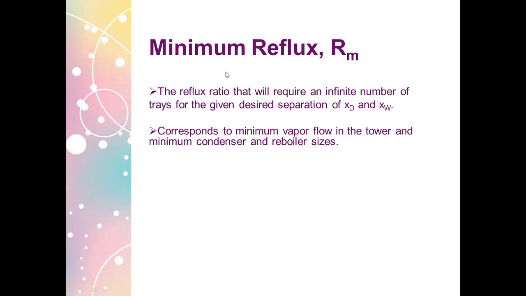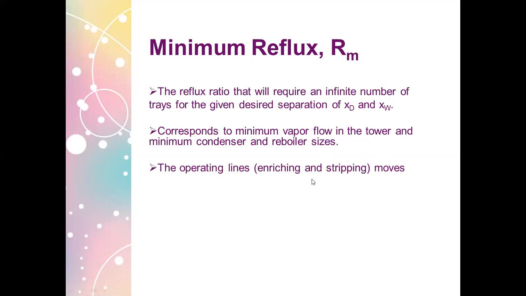So in this condition of minimum reflux, we have the minimum vapor flow in the tower and the minimum condenser and reboiler sizes. So the exact opposite of total reflux. So we have the smallest condenser and reboiler sizes for this minimum reflux condition. So take note, however, that you will have a large number of trays or stages for your distillation column in this condition.